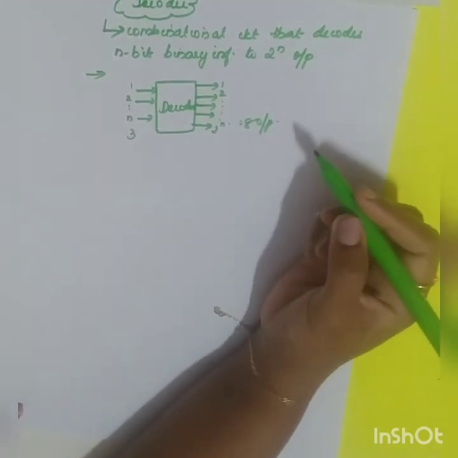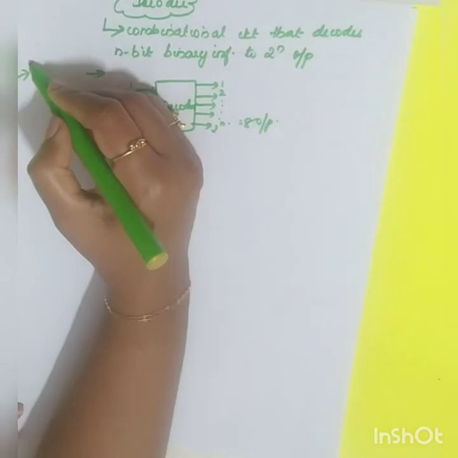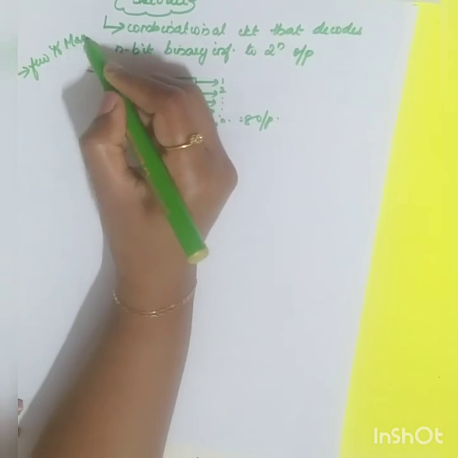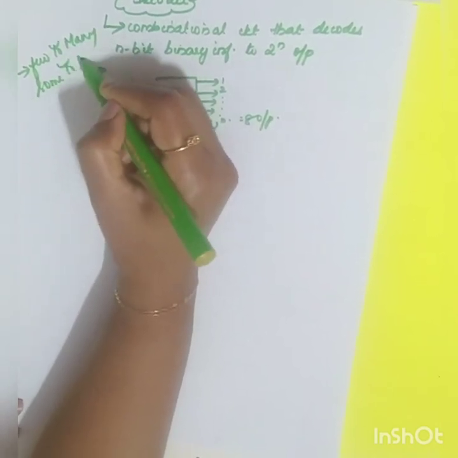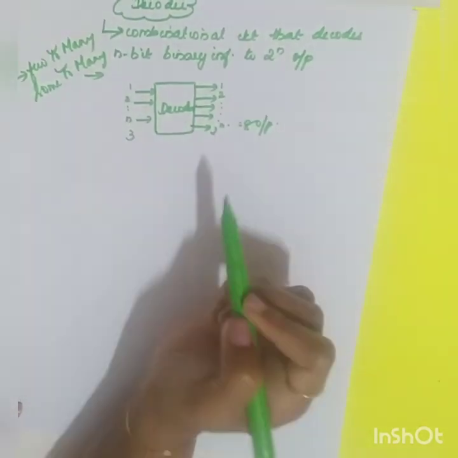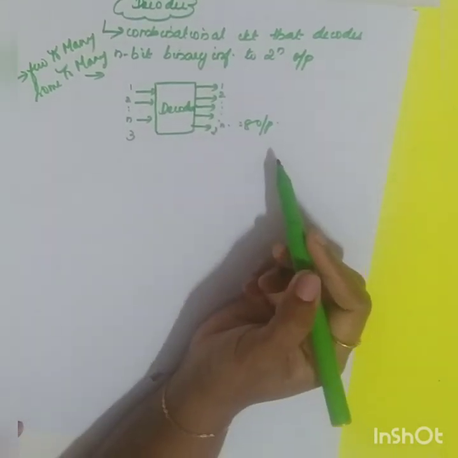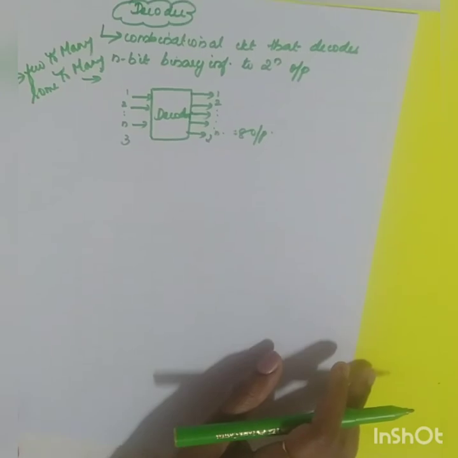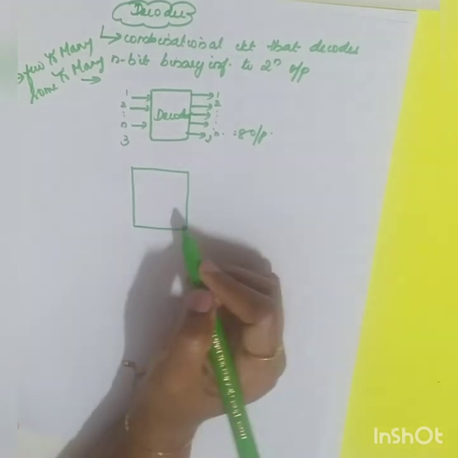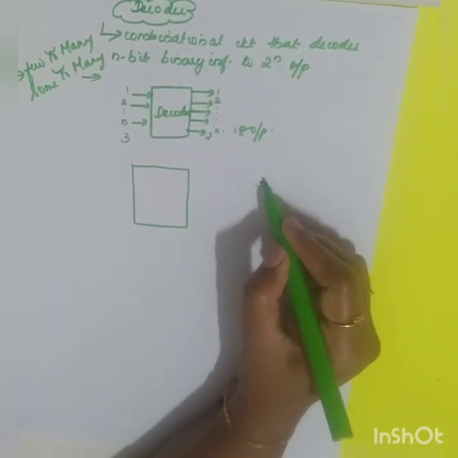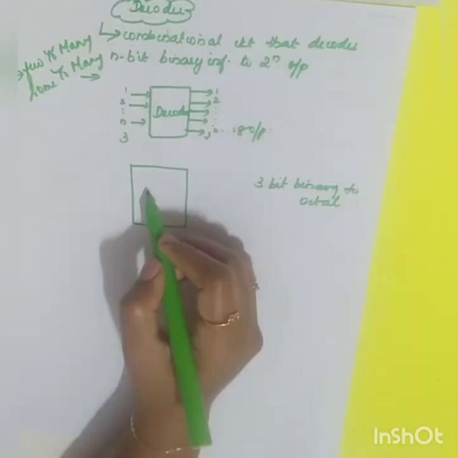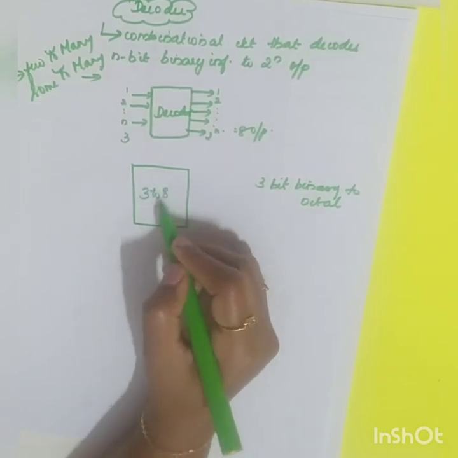Now, it can also be called few to many or some to many. Don't confuse with demultiplexer. Demultiplexer is one to many. Here it is few inputs and your output will be many. One of the examples given in your textbook is the 3 to 8 decoder. One of the applications is converting a 3-bit binary to octal conversion. So I can write it as 3 to 8 decoder.